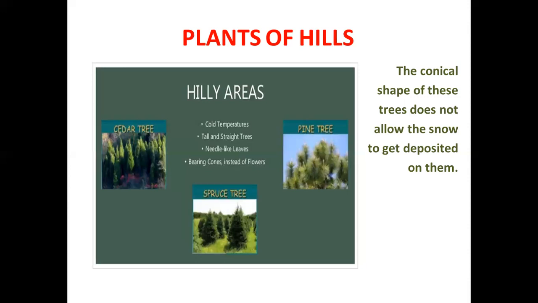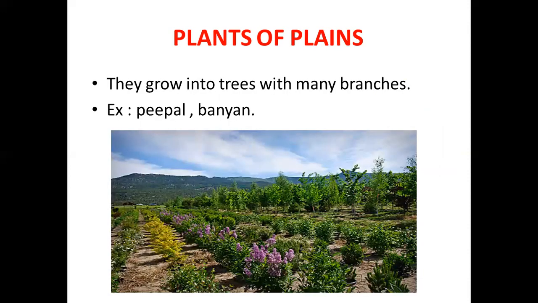Next, coming to the next type, plants of plains. See, here in this picture we can observe a plain area. Here so many plants are there, trees are there, and these trees possess branches, leaves, flowers, fruits, etc. And examples for that type of trees are peepal, banyan, etc. And some more other trees also we can find, and some herbs, shrubs.